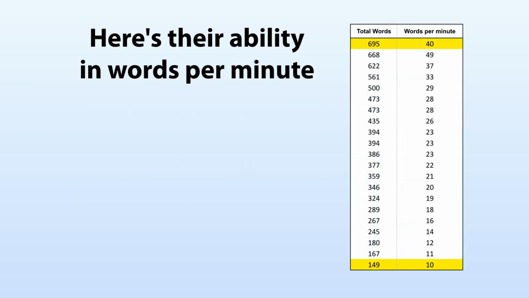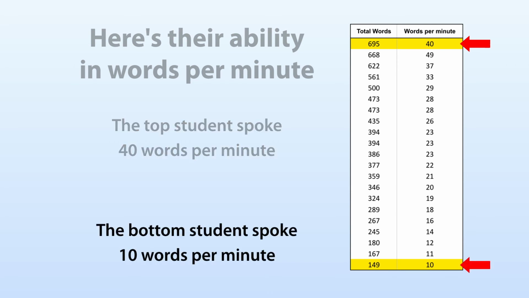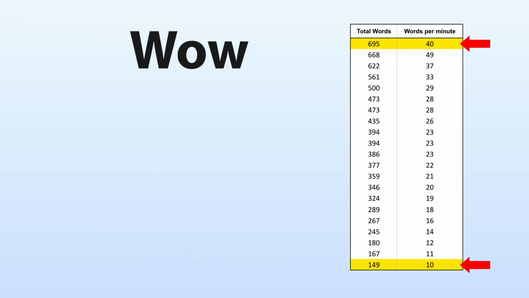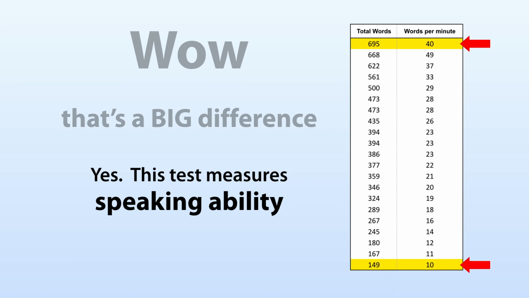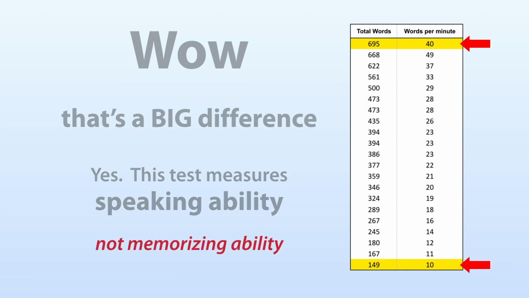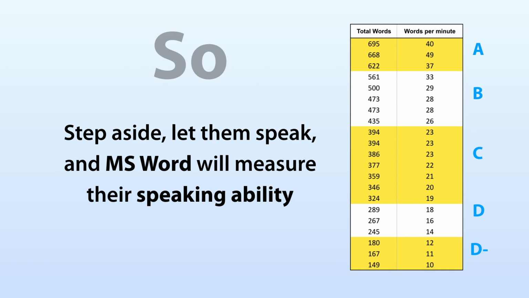Here's their ability in words per minute. The top student spoke 40 words per minute. The bottom student spoke 10 words per minute. Wow, that's a big difference. Yes, this test measures speaking ability, not memorizing ability. So, step aside, let them speak, and MS Word will measure their speaking ability.